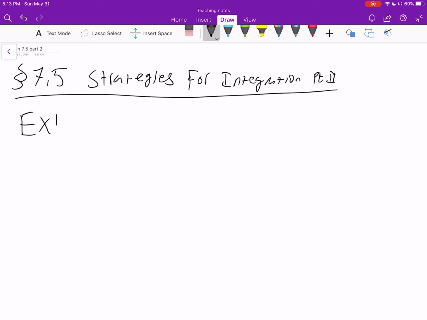The rest of this section is just examples. And then we will talk about whether or not, if I hand you something, you're actually able to integrate it. And we'll see some examples of why that isn't true. So anyway, let's just jump into these examples.